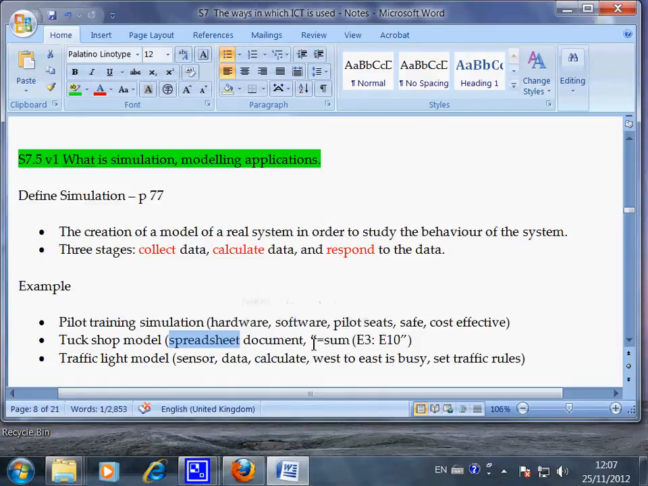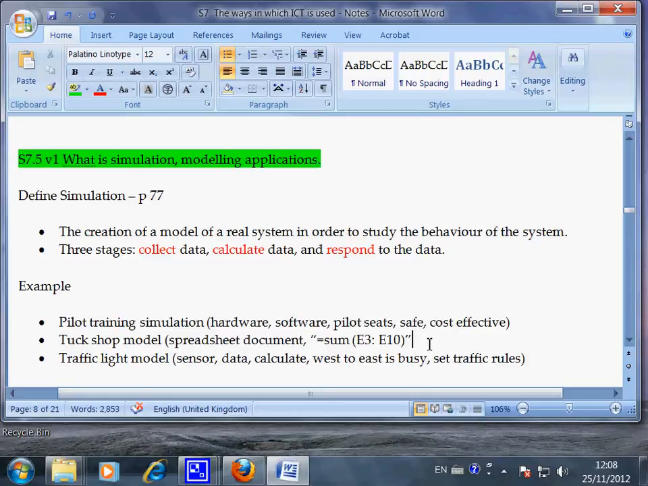So in your Excel document, you can use a formula like this. Now this is a very common Excel formula. You will get the total of all the numbers from cell E3 all the way down to E10. It could be from E3 to E10 in your Excel document. You have all the costs for the month. So at the bottom of this column, you put in this formula so that you get the total amount.